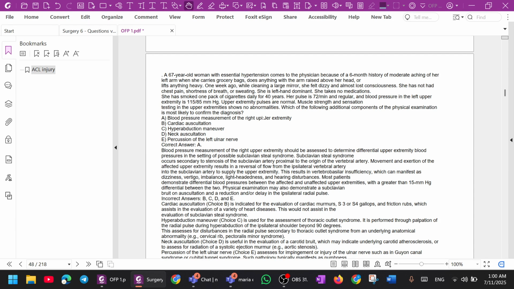The hyperabduction maneuver is used for the assessment of thoracic outlet syndrome. It is performed through palpation of the radial pulse during hyperabduction of the ipsilateral shoulder beyond 90 degrees. This assesses for disturbances in the radial pulse secondary to thoracic outlet syndrome from underlying anatomical abnormalities, like a cervical rib. Okay.